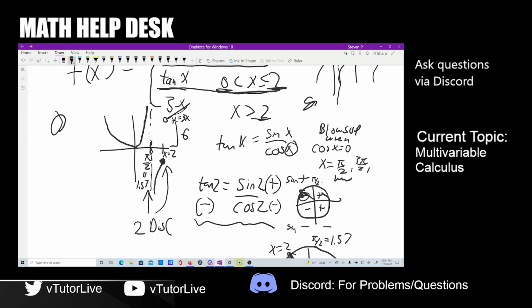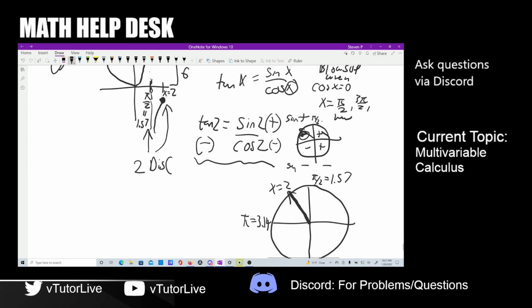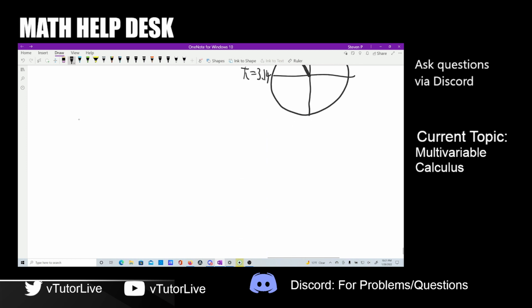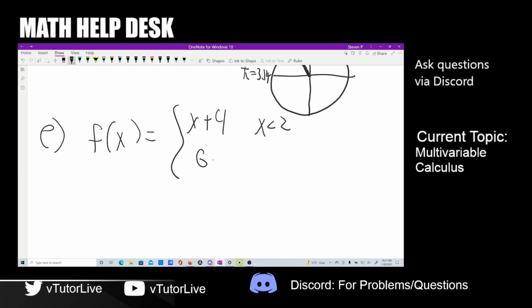Okay. If there are no more questions on that, I'll tackle the last question about discontinuities. I think it's part E. f of x is equal to x plus 4 if x is less than 2, 6 if it's equal to 2, and 1 over x squared if x is greater than 2.